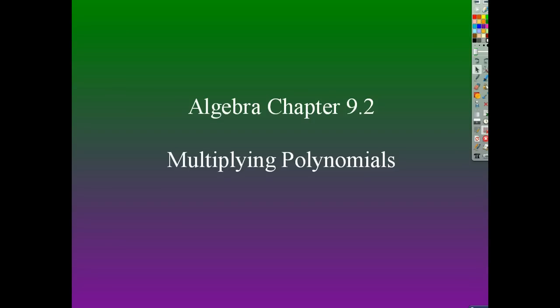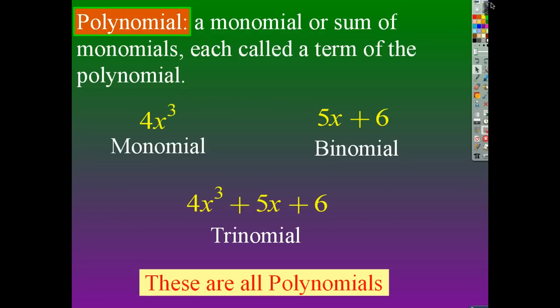And on we go to chapter 9.2. We're going to now talk about multiplying polynomials. And I think it's important if we go through and just look at the definition of polynomials again. That it's a sum of monomials or a monomial by itself. And each part is called a term.